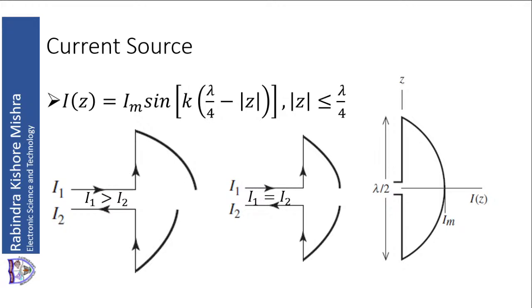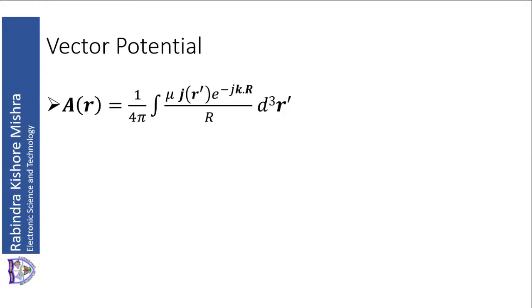And the current distribution is sinusoidal. So this describes the current source. This is how we get the current. Now, we have to find out the fields due to such a current distribution. To find out the fields, the first step is to find out the vector potential. This is the easiest method: find out the vector potential for a given current distribution. Now we know the current distribution, and we already know the expression for vector potential when the current distribution is given to us.